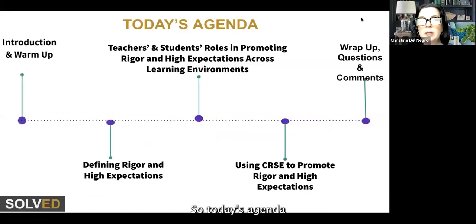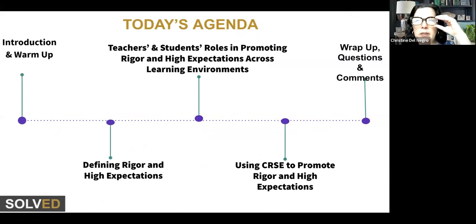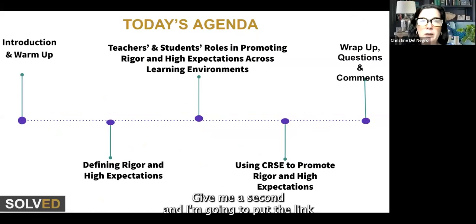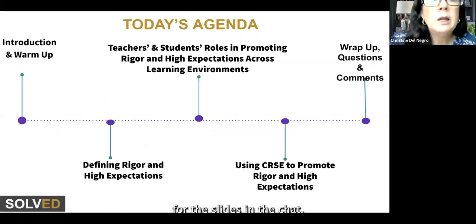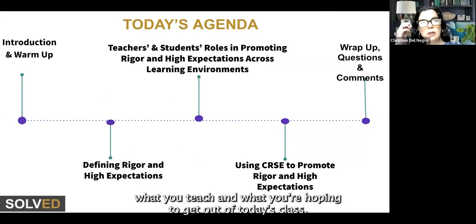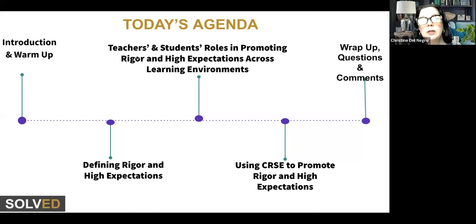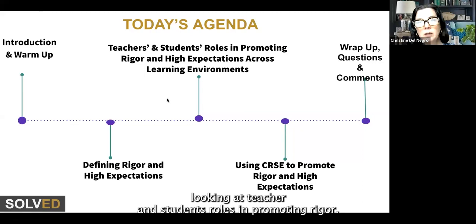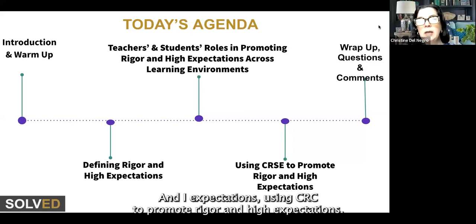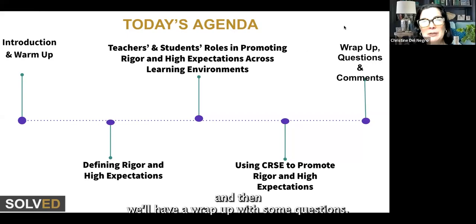So today's agenda is our introduction and warm-up. If you are just logging on, give me a second and I'm going to put the link for the slides in the chat. And if you could also introduce yourself, let us know where you teach, what you teach, and what you're hoping to get out of today's class. We're going to be looking at defining rigor and high expectations, looking at teacher and students' roles in promoting rigor and high expectations, using CRSE to promote rigor and high expectations. There's a theme. And then we'll have a wrap up with some questions.